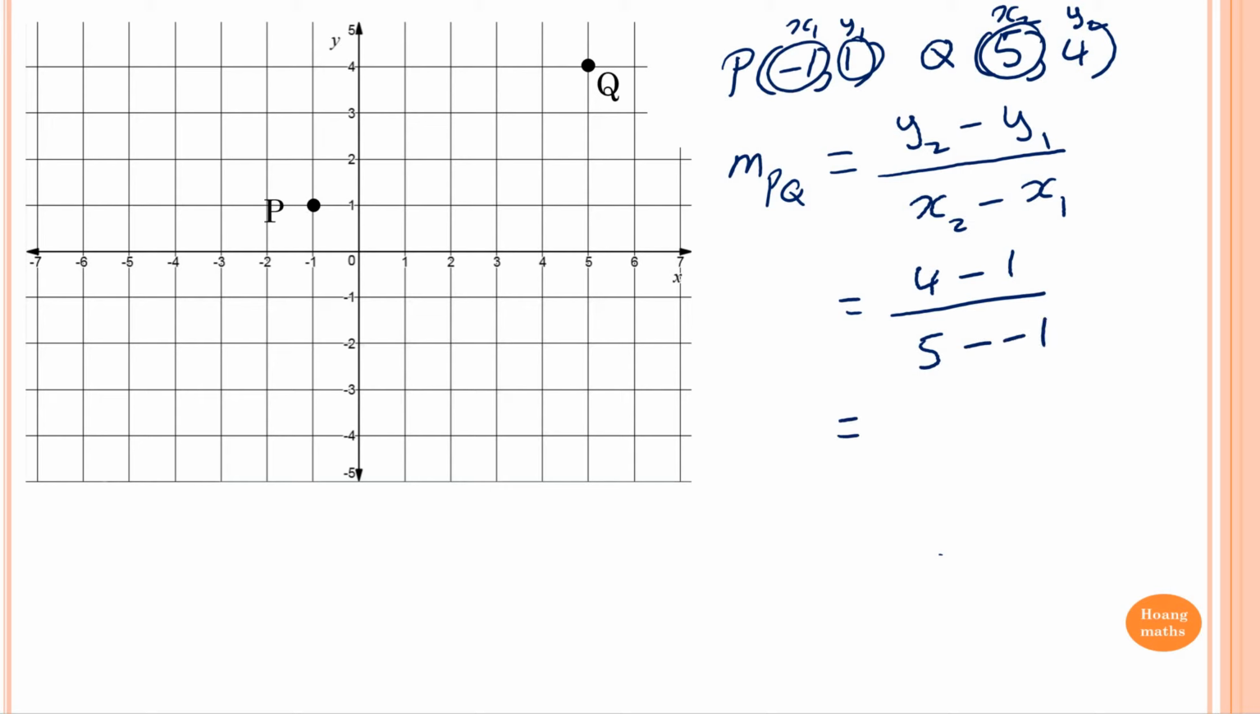So 4 minus 1 is 3. And 5 minus minus 1 gives you a plus, so 5 plus 1 is 6. Therefore, the gradient of PQ is 3 over 6. We simplify this: divide by 3, 3 gives 1 and 6 divided by 3 gives 2. So the gradient of PQ is a half.